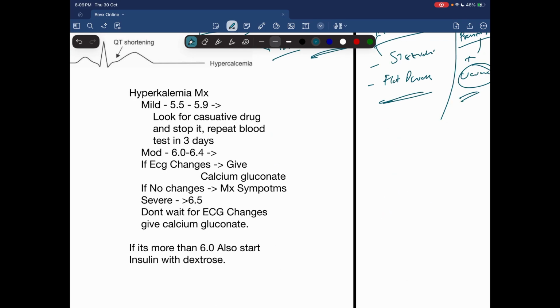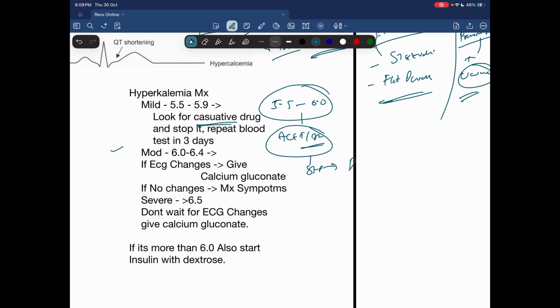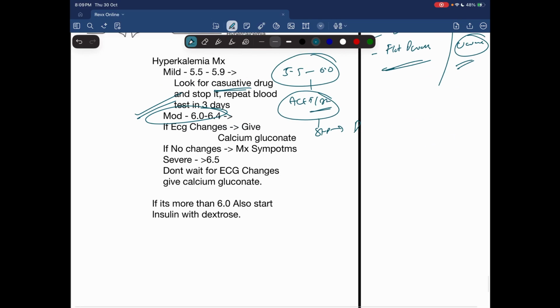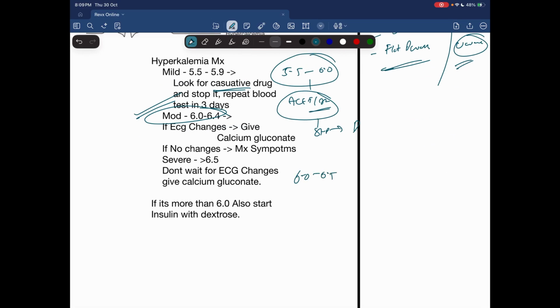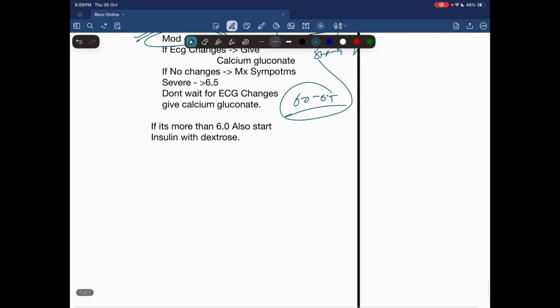So with hyperkalemia, we have dangerous levels. Anything more than 5.5, anything more than 5, what you can do is stop the drug and ask the patient to repeat, and since it's mild hyperkalemia, it's going to come down automatically. Then we go for moderate. Now if the value is between 6 to 6.5 or 6.4, whatever you want to remember, then you have to see if ECG changes are present or not.